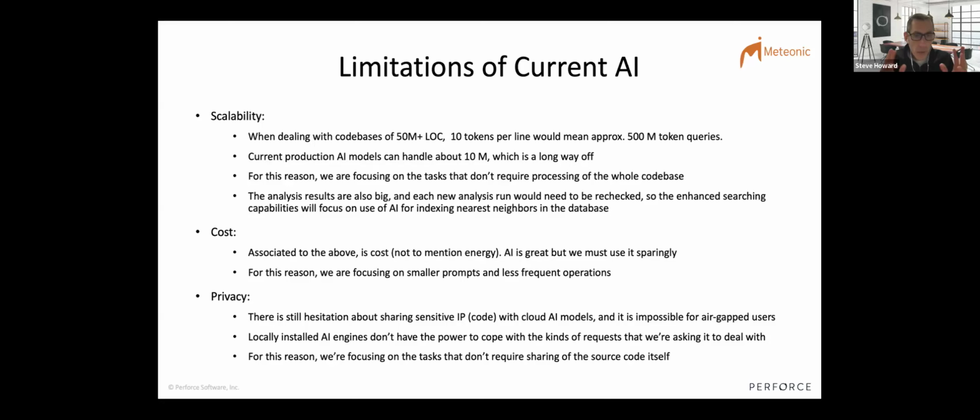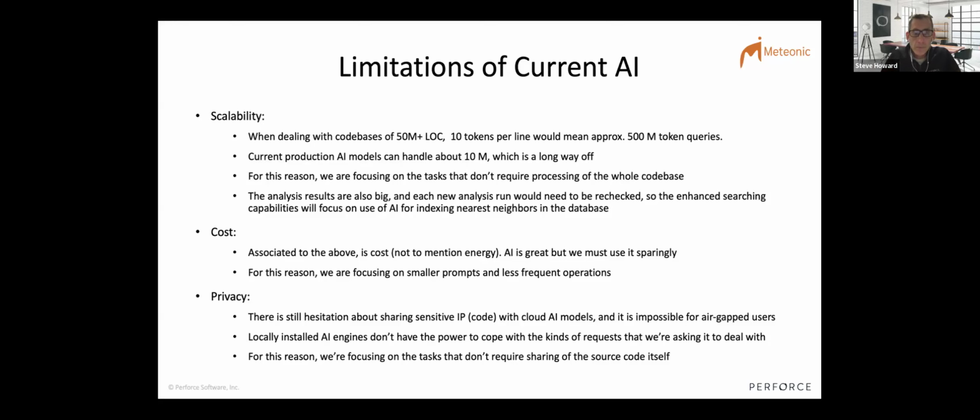And of course, if we have 10 tokens, which in AI land is kind of words essentially, that we need to process per line of code, it would mean that we had about 500 million tokens in our query for one scan of our code base. Well, the current best produced AI models, the Google model, I think is probably the best one at the moment for this, can handle about 10 million tokens in one action. So you can imagine that 500 million tokens is a long way away at the moment. And that's just for the current size of some of the code bases.